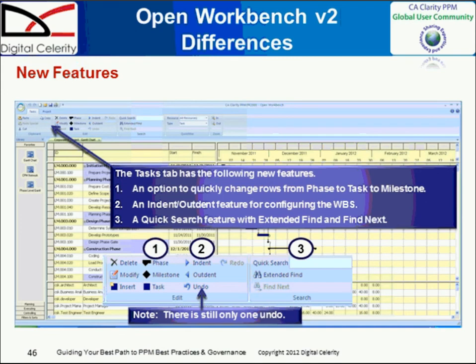So the first major ribbon there is the Tasks tab. It gives you an option to quickly change rows from phase to task to milestone. It gives you the ability to indent and outdent, which basically lets you configure your work breakdown structure very quickly. And then it gives you a quick search feature to find a specific item. And there's one undo that's available now in Open Workbench.